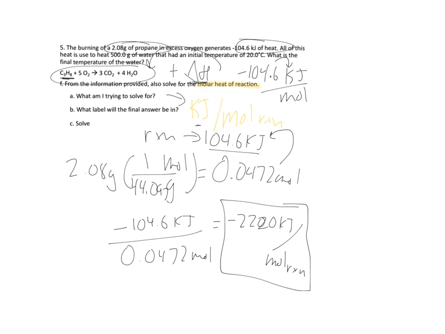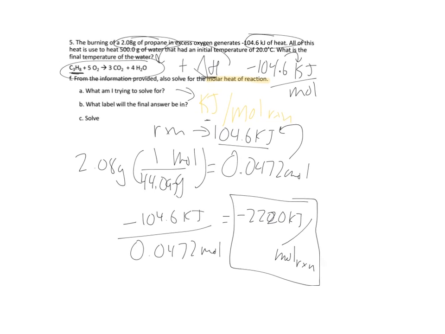In this particular case, I use propane, and the coefficient here for propane was just 1. Because of that, my final ratio could just stop here, because when I divide it, it would be per 1. If I'd been given information about oxygen or carbon dioxide or water, I'd have to take this final ratio and multiply it by the coefficient.